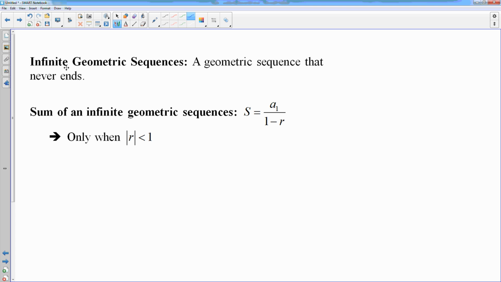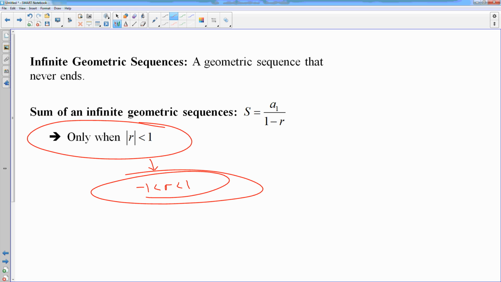Well, it turns out that even if the series never ends, if you are always adding numbers, the way you find the sum of all of those terms is this nice clean formula: your first term over 1 minus the ratio, but only if the absolute value of the ratio is less than 1, which is the same thing as saying your ratio is somewhere between -1 and 1. So you can only find the sum of an infinite series if it's a geometric series and the absolute value of the ratio is less than 1.